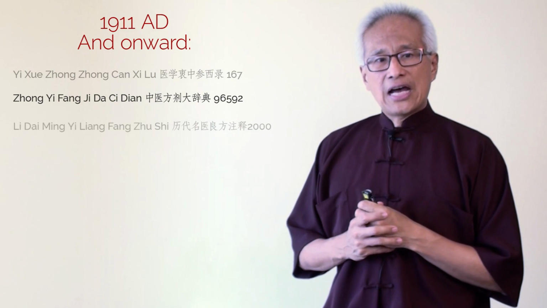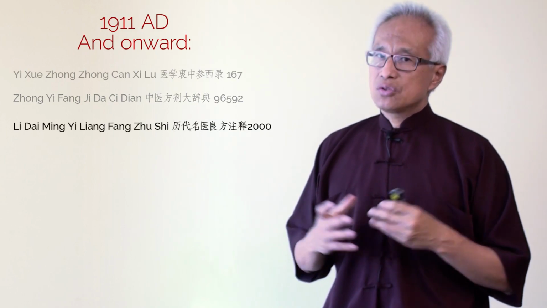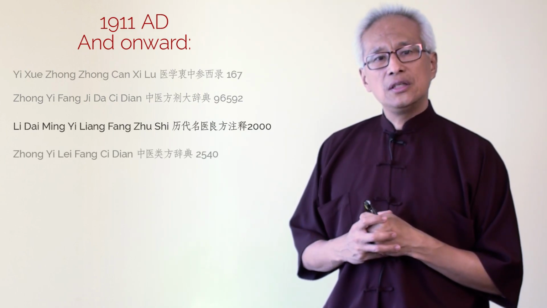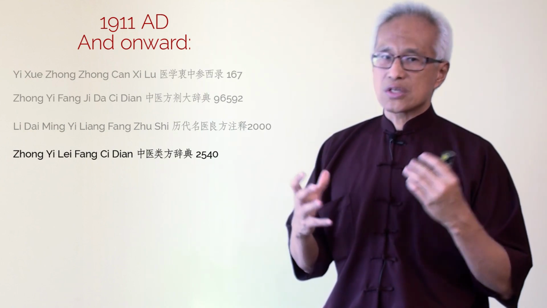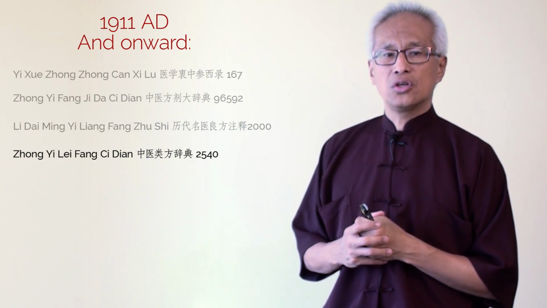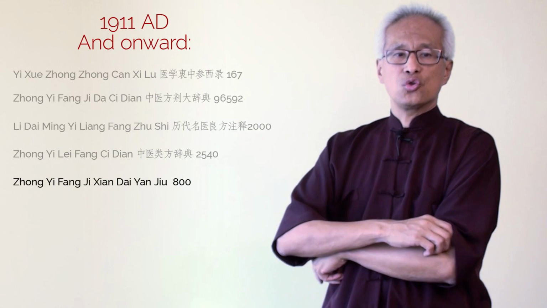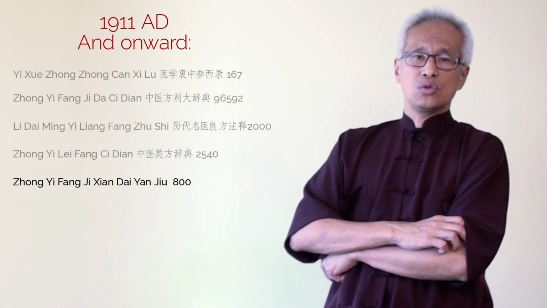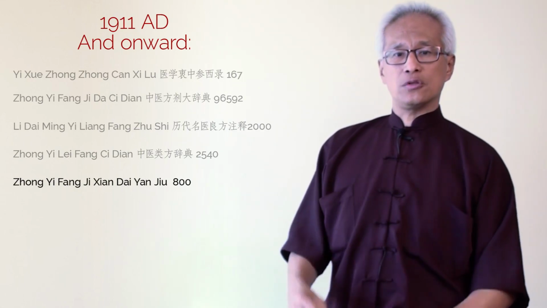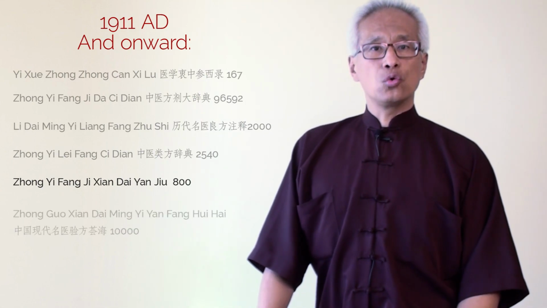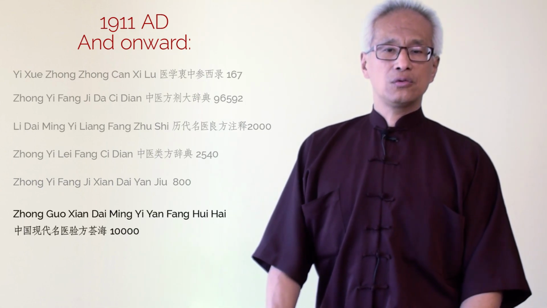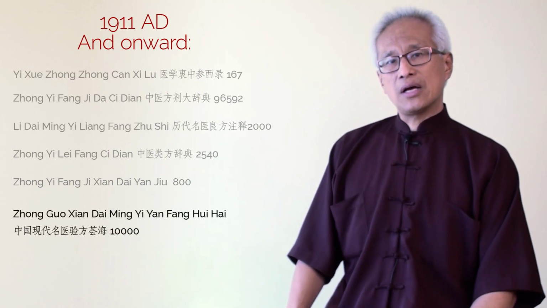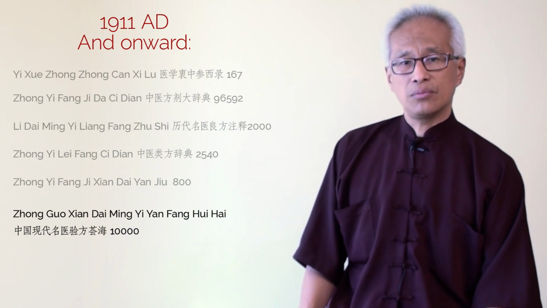Onward, you can have Li Dai Min Yi Liang Fang Zhu Yi, 2,000 formulas. You can have Zhong Yi Lei Huang Ci Dian, 2,540 formulas. You could have Chinese research, TCM research, modern research formulation. That's about 800 of them. You could have 中国现代名医验荒会海. That's about 10,000 formulas, for example.